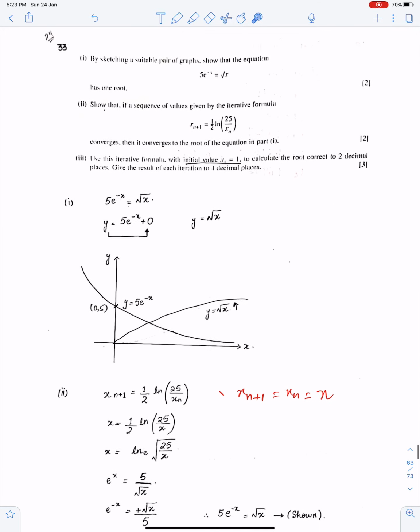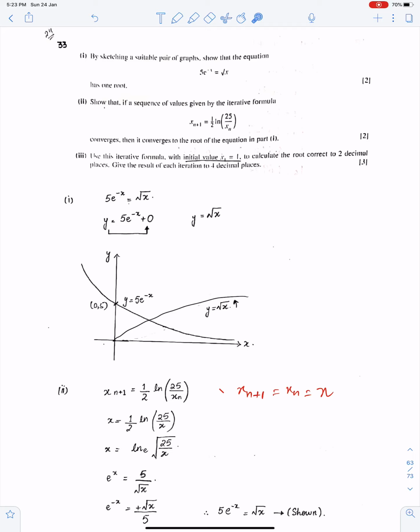The next question, 33. We have to sketch these two functions. You all know how to sketch e power minus x. The y-intercept of this function is 5, because when you put 0 here, you'll get 5. And this is the sketch of root x.